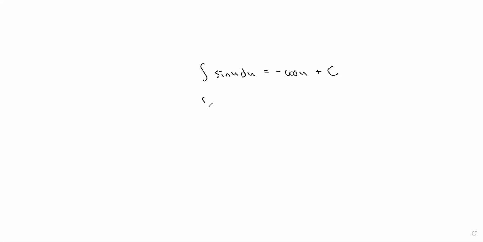And then the next one is cos u du is equal to sine u plus c. Next one is, let's see. So this one is just stemming from the fact that the derivative of tan is secant squared. So this is the integral of secant squared u du equals tan of u plus c.